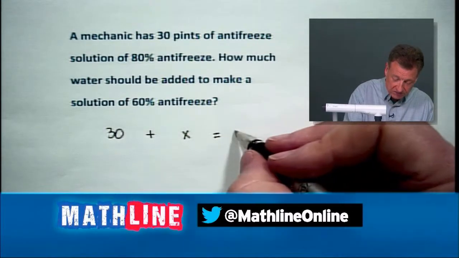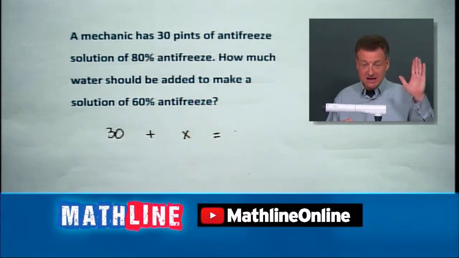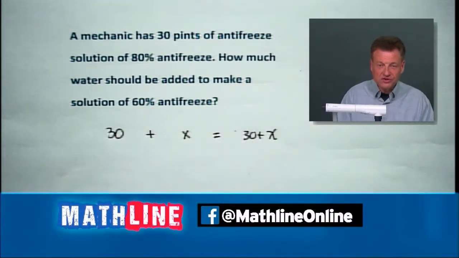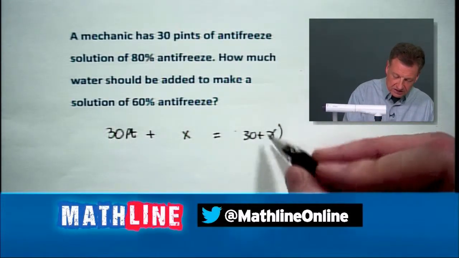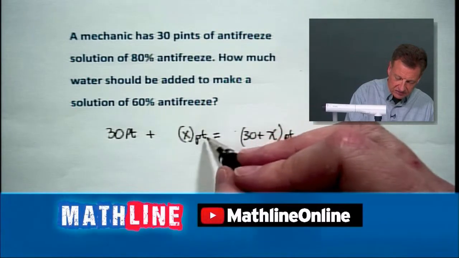And we're going to get, well, what are we going to get? Don't put 30x. Nay, nay. We're going to have 30 plus x. That's the total solution, okay? So again, what do we have? We had 30 pints. We'll put t's there. And this is pints. And this is pints.